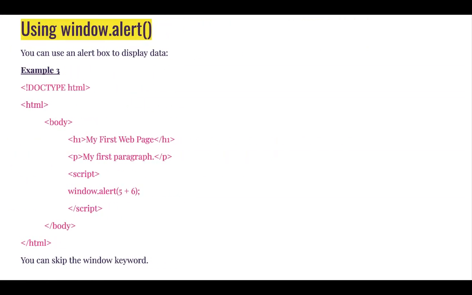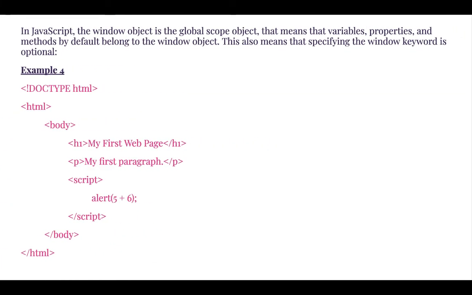You can use an alert box to display data as well using window.alert. In JavaScript, the window object is the global scope object. This means that variables, properties, and methods by default belong to the window object. This also means that specifying the window keyword is optional.